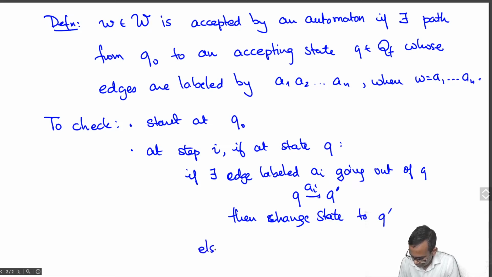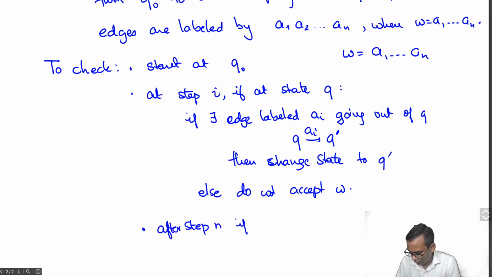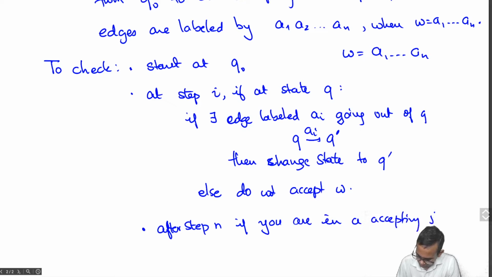Otherwise, do not accept the word. Here we are assuming that W is a1, a2, ..., an. And after you finish reading the word at step n, if you are in an accepting state, accept W. Otherwise, reject W.